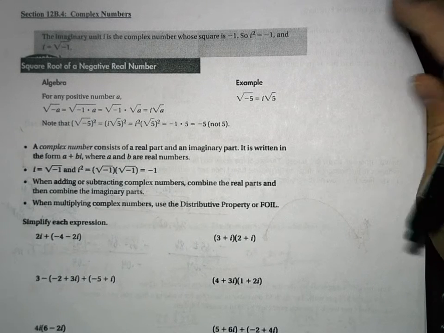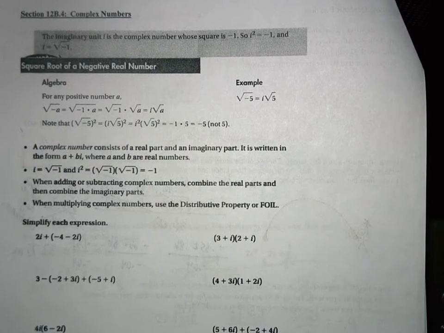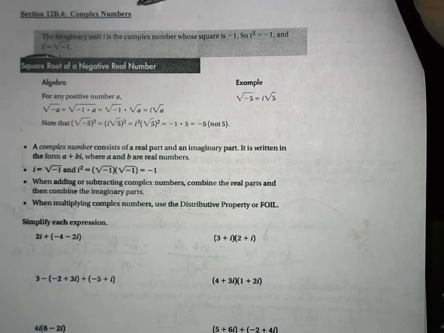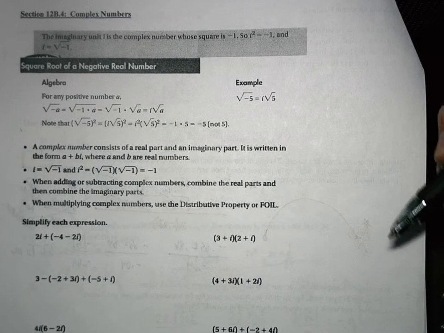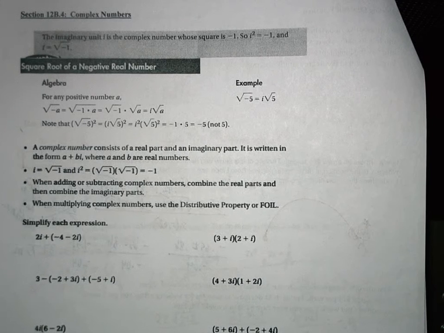Math 2, Unit 12B, Section 4. Today we're talking about complex numbers. This is something that you may not have seen before, but teachers may have talked about it before.